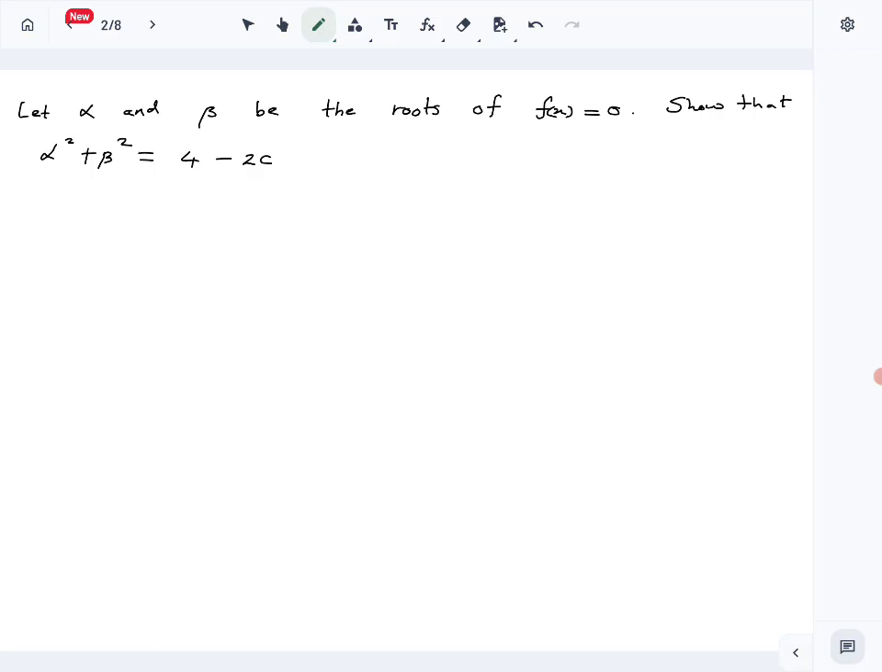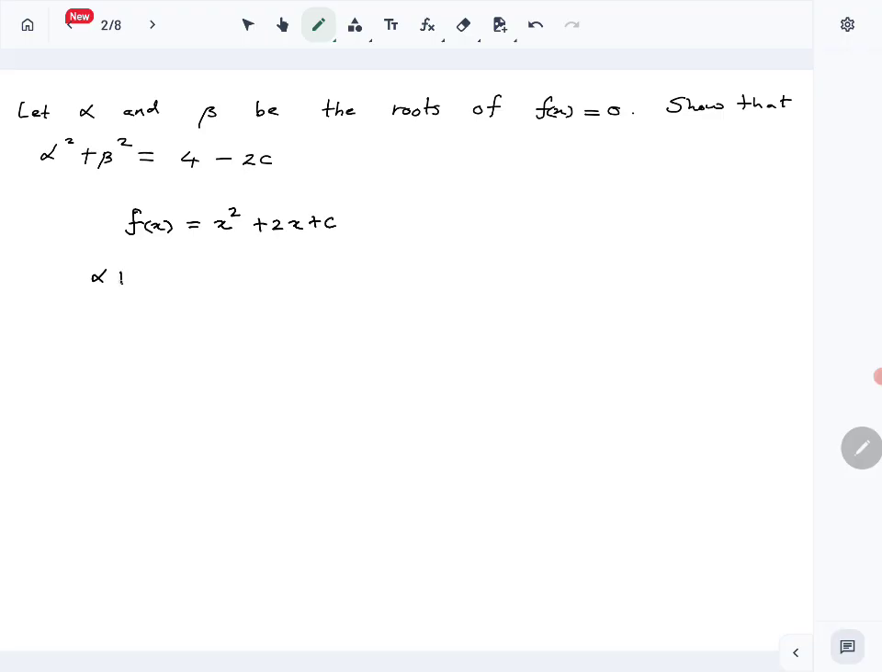Then the next part, they have mentioned that let alpha and beta be the roots of f(x) equals 0. So what is f(x)? f(x) is x squared plus 2x plus c, right? So alpha and beta are the roots of f(x) equals 0, and we need to show that alpha squared plus beta squared is equal to 4 minus 2c, right?